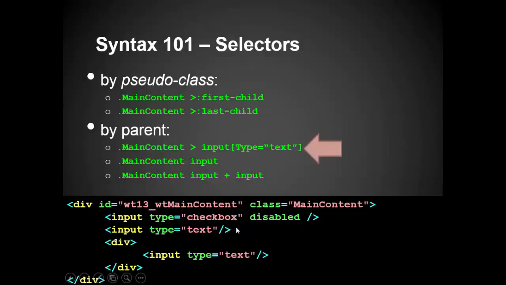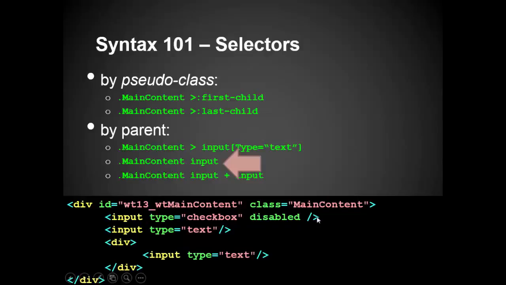If you answered this one, you are right. We are going to select this element. How about this one? Once again, we have space, we don't have a symbol, so we start by the end. I'm going to select all inputs that are direct and indirect. So I'm going to select all inputs that are inside an element that has the class main content.